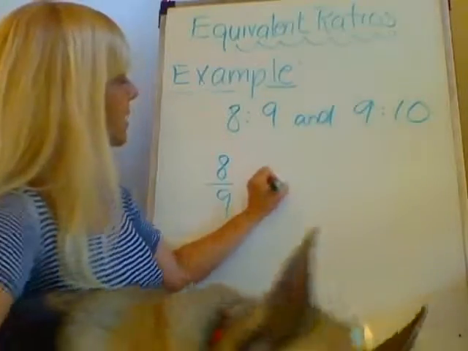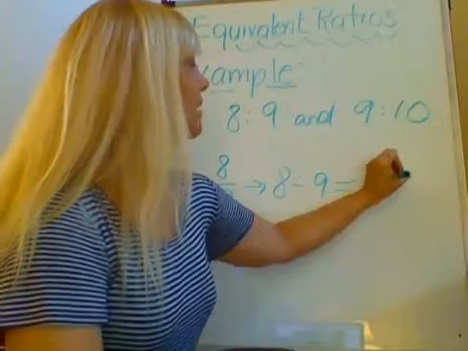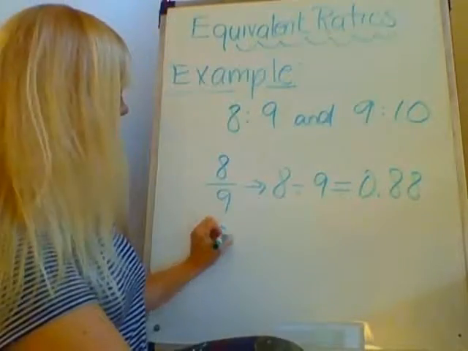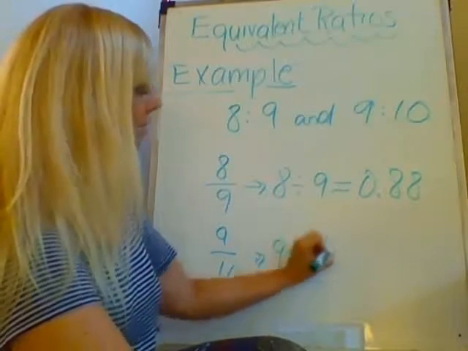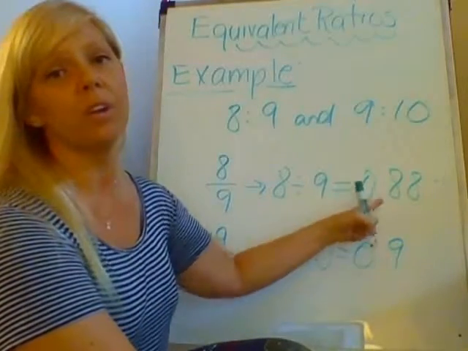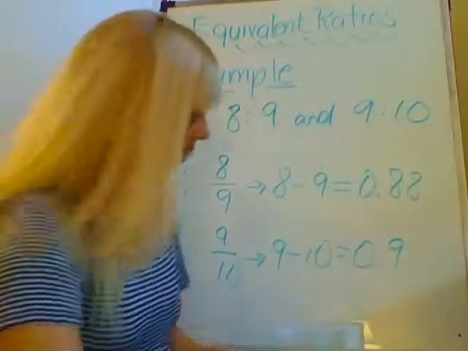8/9 becomes 8 divided by 9, which is 0.8 repeating. And 9/10 is 9 divided by 10, which is 0.9. So my decimal forms are not equivalent, so that means that these two ratios are not equivalent.